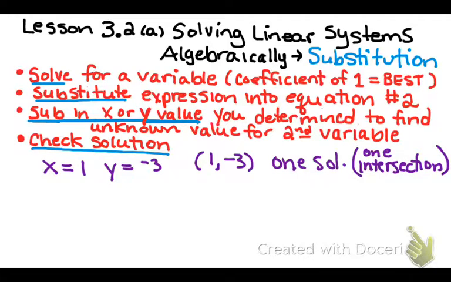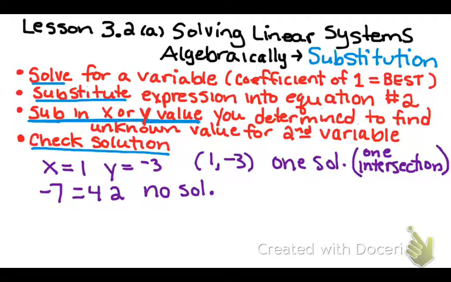If your variables cancel out and you get something like -7 equals 42, we know that this is not a true statement, so there's no solution. And if you remember, again, looking back at graphing, that indicates parallel lines.